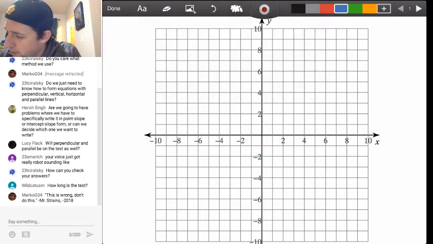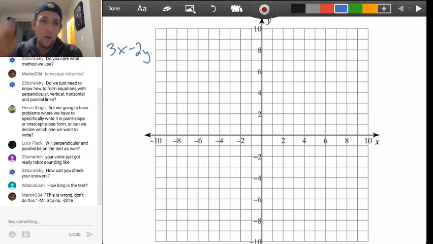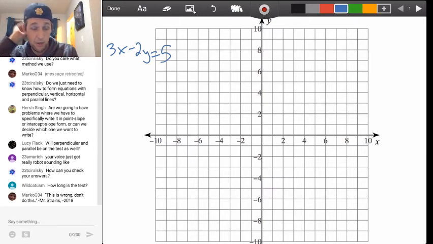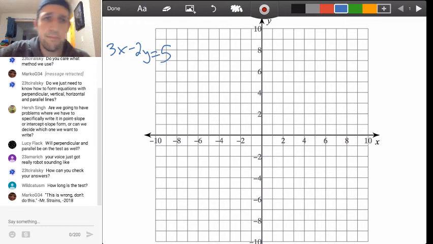If I were doing 3x minus 2y equals 5. Okay, so let's say I did not convert this to slope-intercept form, which I wouldn't recommend because 5 doesn't divide by 2. One thing you could do, though, at the very end, after you've made all your points, you could still convert it to slope-intercept form. I know it sounds like I'm saying two different things, but I promise you I'm not.